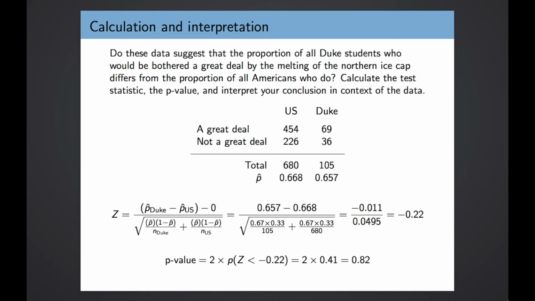So what that means is that when we compare Duke students to the United States population, it doesn't look like there's a difference in the proportion of those that would say that they are a great deal bothered by the melting of the northern ice cap. So these two different populations, when it comes to this particular question, are pretty similar to one another. We don't have any evidence to suggest that they are meaningfully different in terms of their answer to this question. And that is an overview of how we compare two different proportions from two different populations.